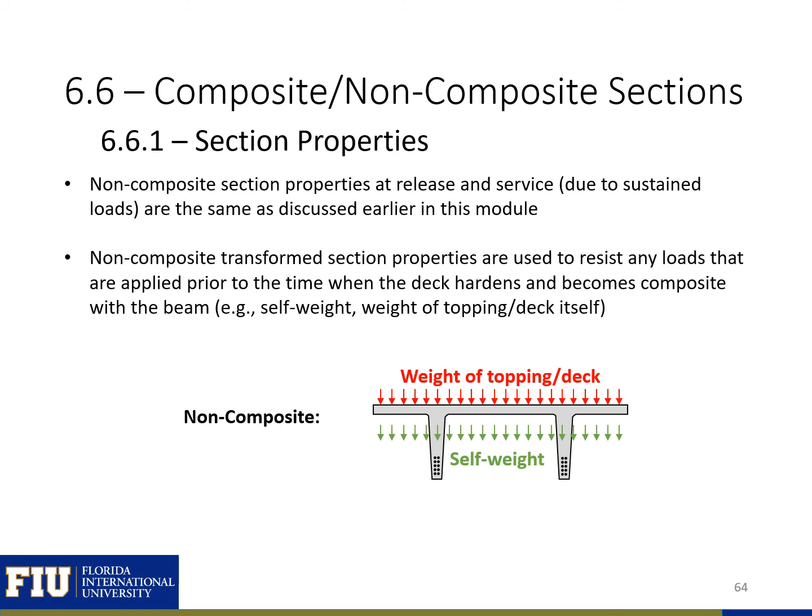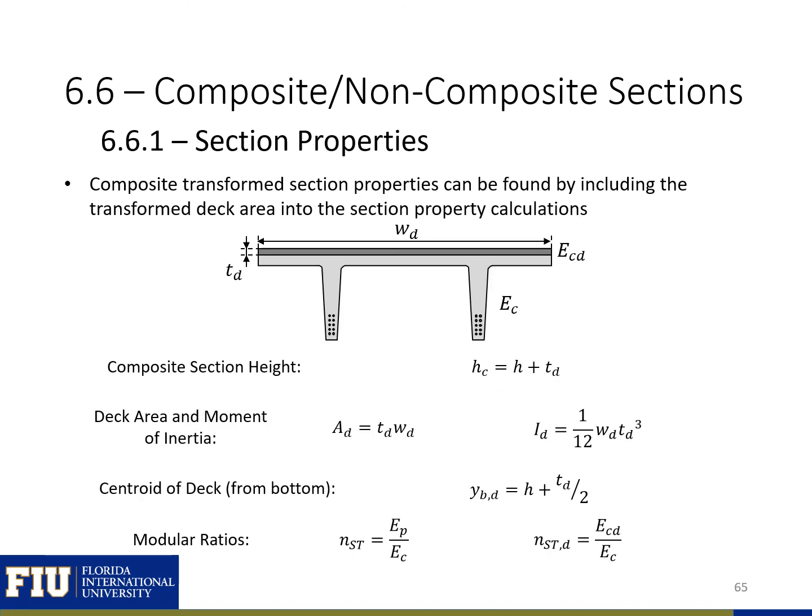Our non-composite section properties, we can find the same way that we've found our different transform section properties earlier in the class. So I'm not going to repeat those here. But again, we'll use the non-composite section properties to resist any loads that are applied to the non-composite section. And this will typically be the self-weight of the beam itself, and then the weight of the topping or deck. We can find the composite section properties using the equations on the next couple slides.